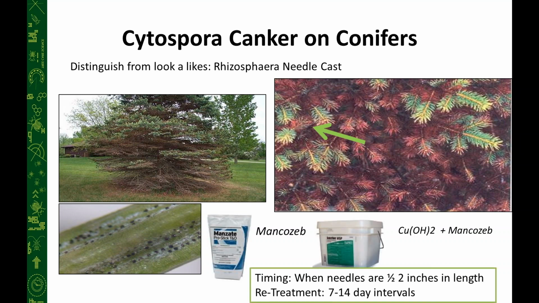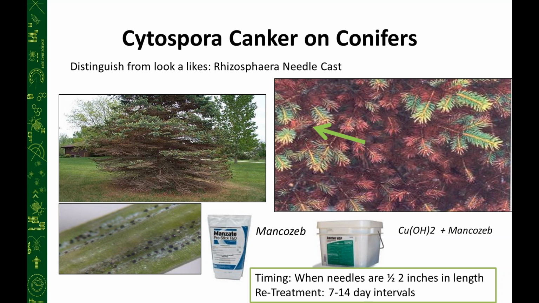Treatment-wise, as I mentioned, with proper timing we can manage Rhizosphaera. We could use products like Mancozeb or Junction. You'd want to time it when the needles are about half length to 2 inches in length, depending of course upon the species of plant, but about half length. That's when we want to start treating this disease. Again, this is a springtime disease. It likes those young needles. And you want a pretty tight treatment window of 7 to 14 days while conditions conducive to disease inoculation are present. So again, we can manage this fairly easily.